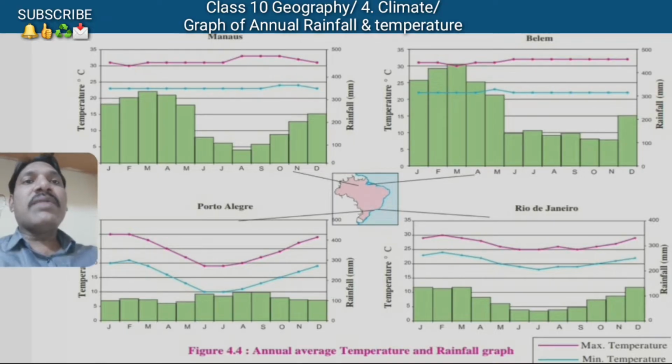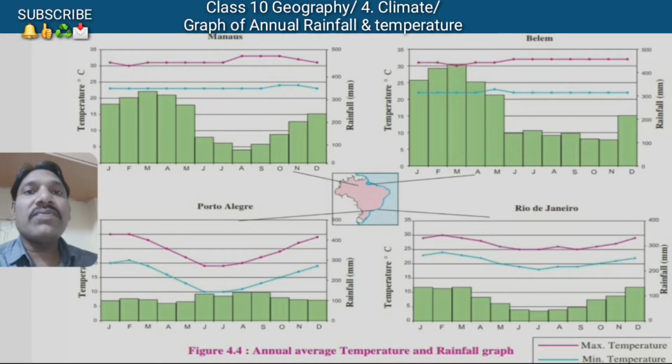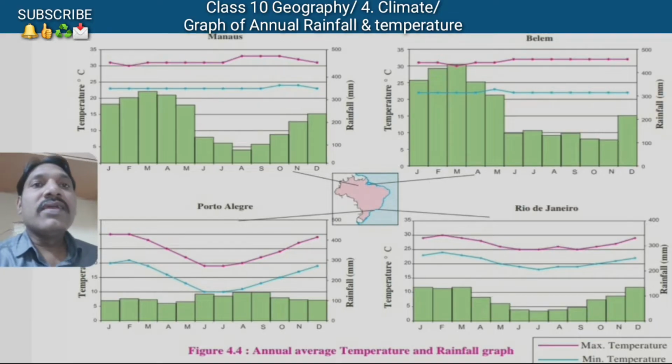Students, in the board examination, a mixture of graphs can be asked. It means that a graph of India and a graph of Brazil together can be asked. So we need to prepare for that. First of all, let's try to understand the graph, and afterward we are going to write the answers to the questions which are asked on the basis of this graph.